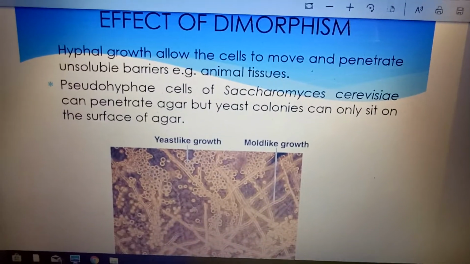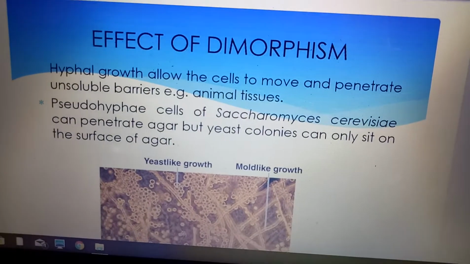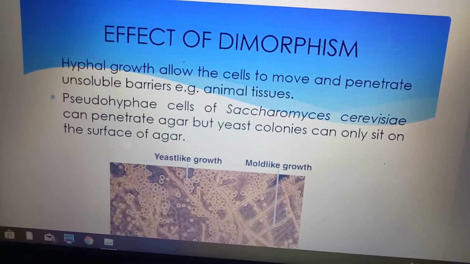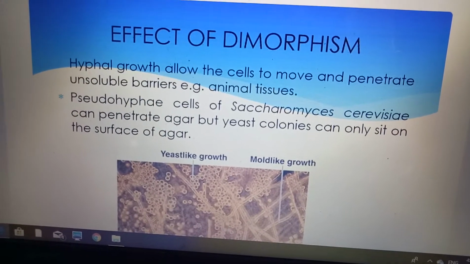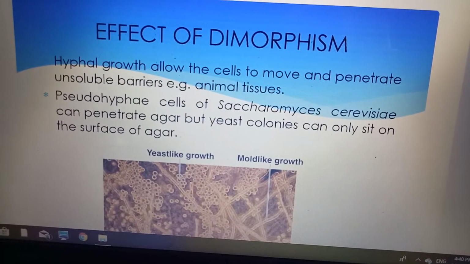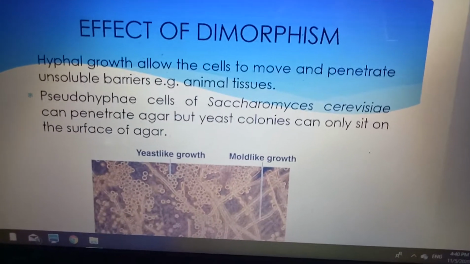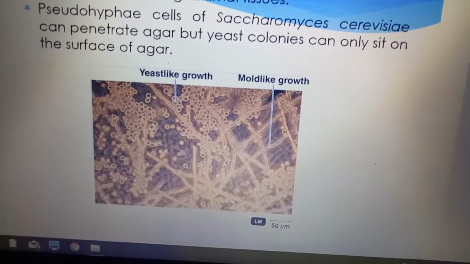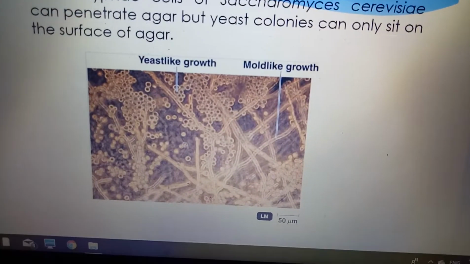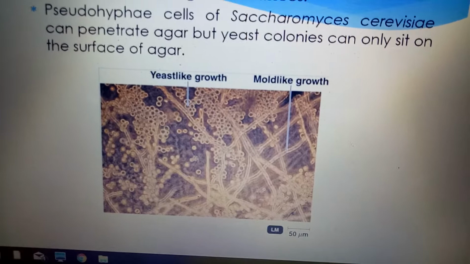The effect of dimorphisms, what's that? Of course, hyphal growth allows the cell to move and penetrate unsuitable barriers, for example animal tissue. Pseudohyphae cells of Saccharomyces cerevisiae can penetrate agar, but yeast colonies can only sit on the agar surface. So this is just an example of yeast-like growth and mold growth on this figure.